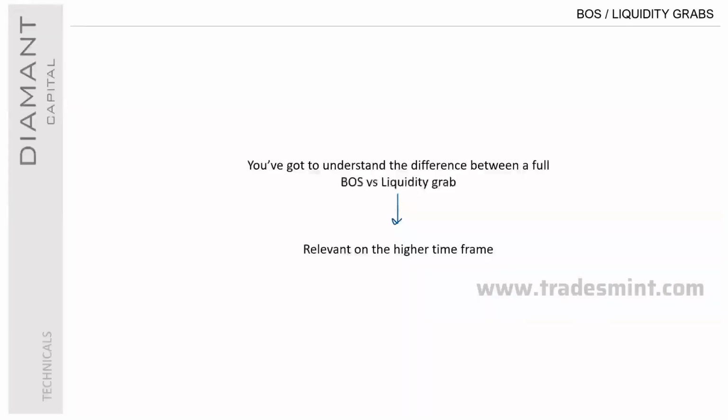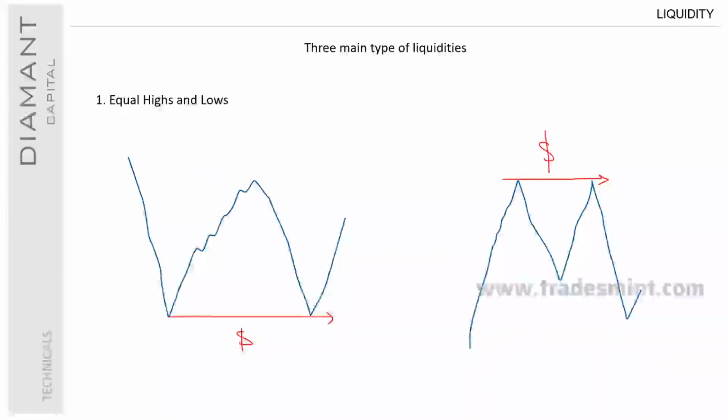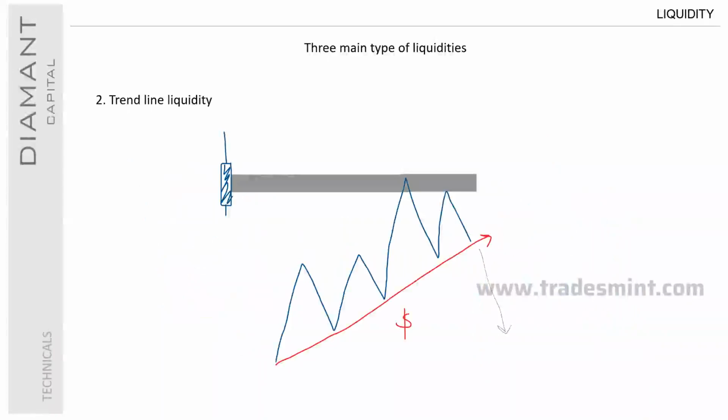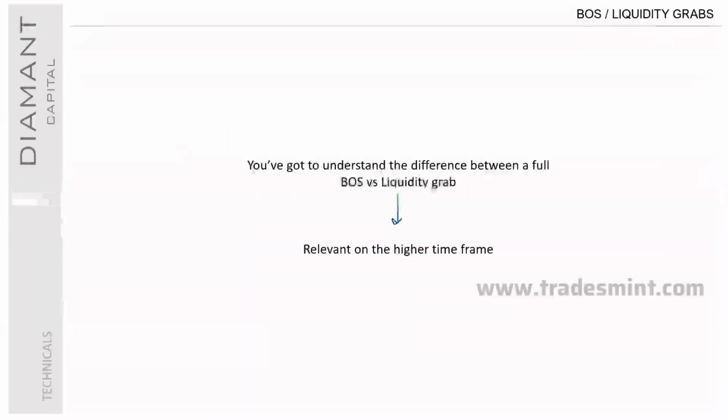In this one, we're going to be looking at break of structure, which we always refer to as BOS on the charts, and the liquidity grabs. Moving on from what we learned in liquidity last time, you've got the three main types: the equal highs and lows, trendline liquidity, and then buy side and sell side liquidity.